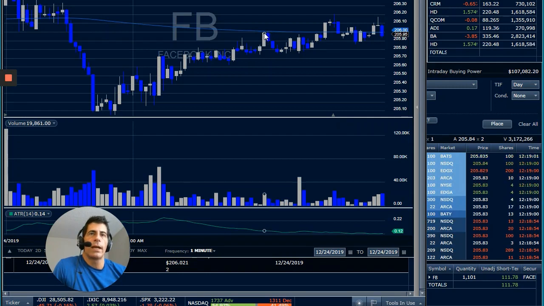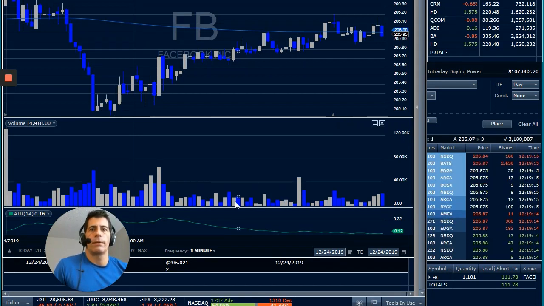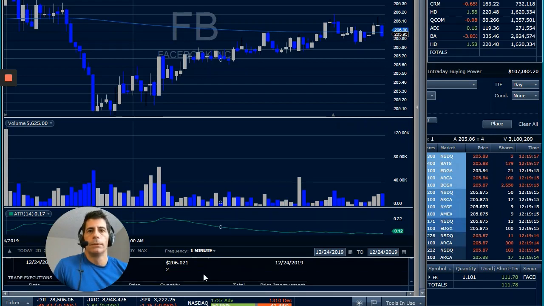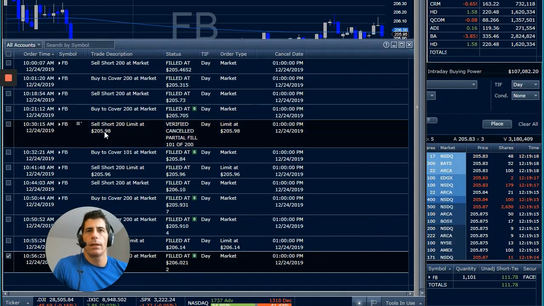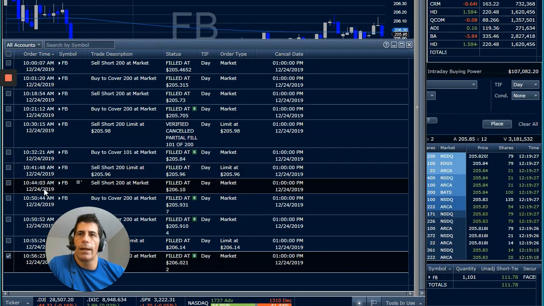Sure enough, it came right up against the 200 period moving average and came away really quickly within 3 minutes. So this is the trade I got. I got it almost perfectly, but I only got 101 shares. It came off within 3 minutes, and I covered. So there was another $15. And the next trade, the next trade was at 10:41, and I got out of that within 3 minutes as well.